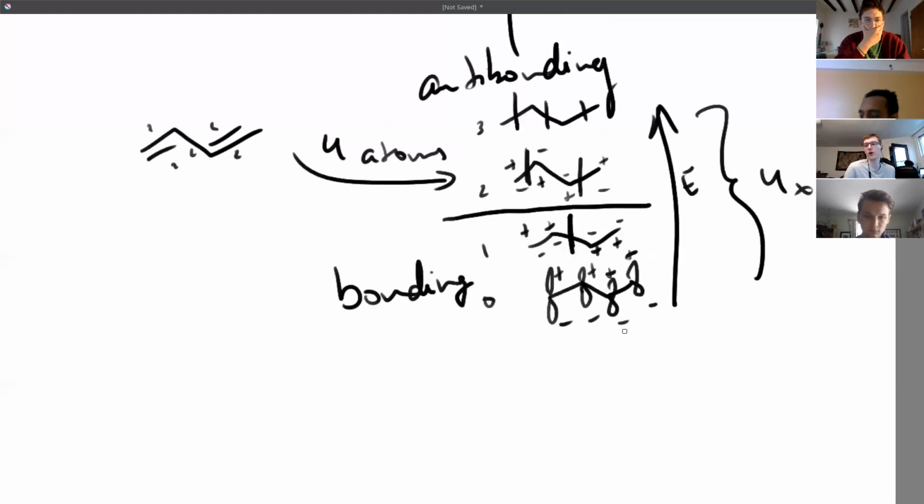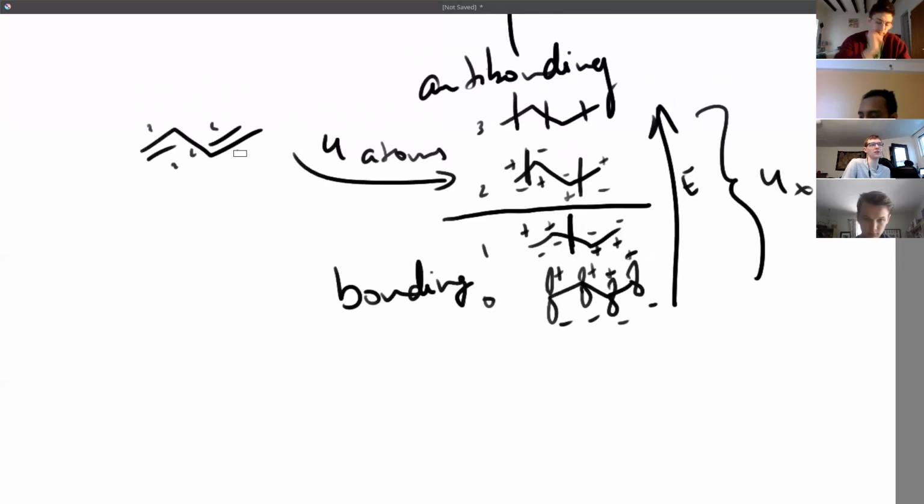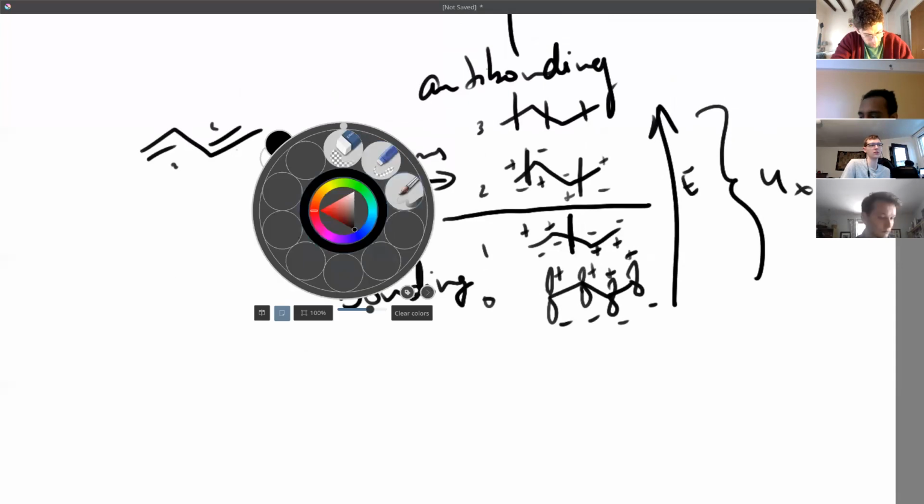Yeah, exactly. So to get that number, all we do is count how many double bonds are contributing to this conjugated system. So it's just these two.